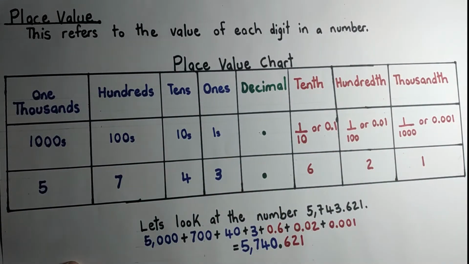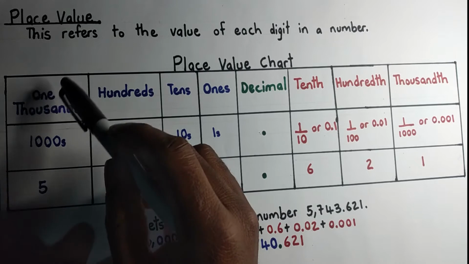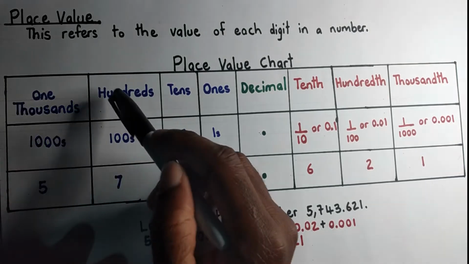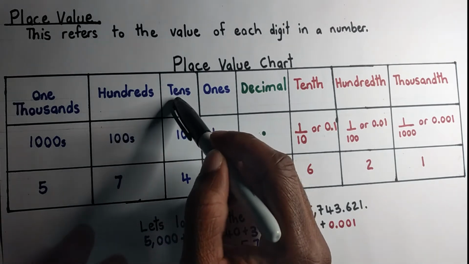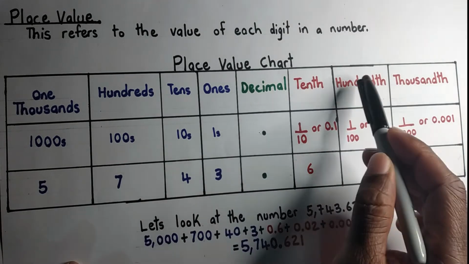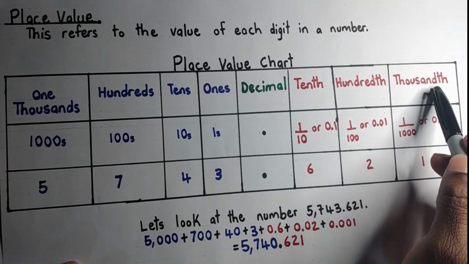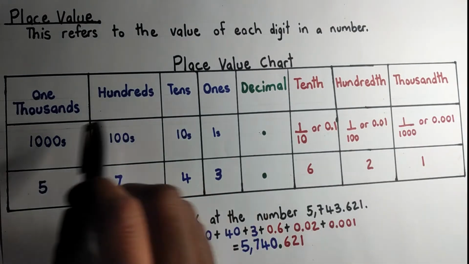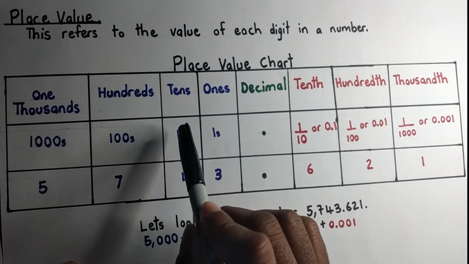Now here we have the thousands. So we have the thousands column, the hundreds column, the tens column, the ones column. We have the decimal column, tenths, hundredths, thousandths. All right, and of course we could go further on with this, right? But we just want to have a basic understanding of this thing.